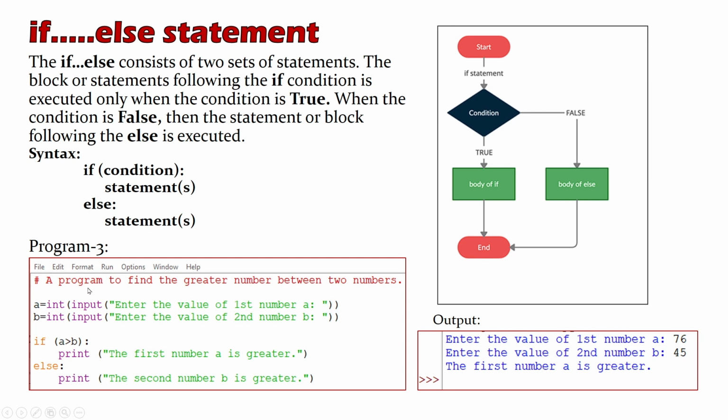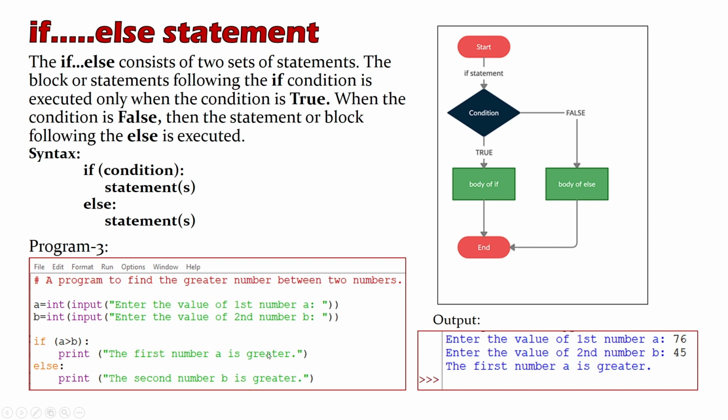Let's see this example. This is a program to find the greater number between the two. See, there are only two numbers in this program, and any one of them is greater. It is obvious that if one is not greater, then the other one will be greater. So this is the best example to understand the if-else condition. We have accepted two numbers from the user in A and B. Now we have checked if A is greater than B, we will print the first number is greater because A was the first number. Now if this condition is false, then the else will be executed.